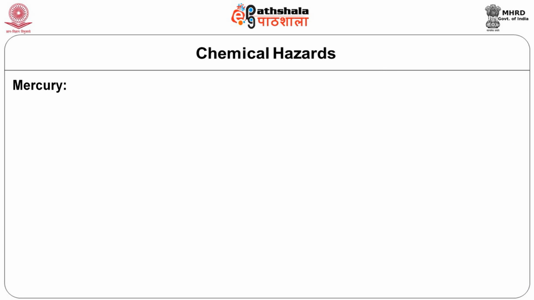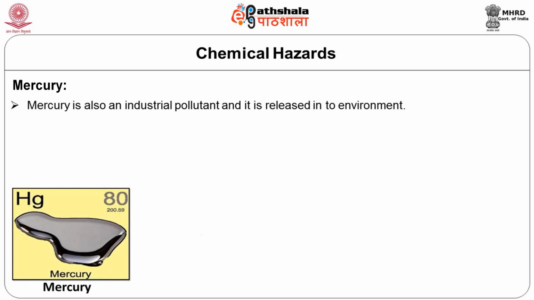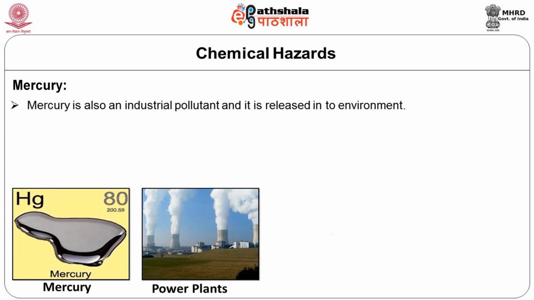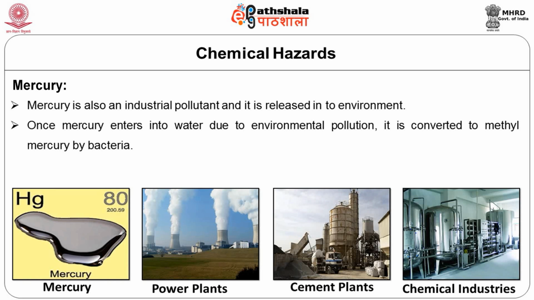Mercury is another important toxic metal that we should consider when food safety is considered. Mercury is also an industrial pollutant and it is released into the environment by power plants, cement plants, certain chemical industries, and also it is used to manufacture thermometers, thermostats, automotive light switches, etc. Once mercury enters water due to environmental pollution, it is converted to methyl mercury by bacteria. The methyl mercury is consumed by fish, and in fish it bioaccumulates. Consumption of such contaminated fish causes mercury poisoning.